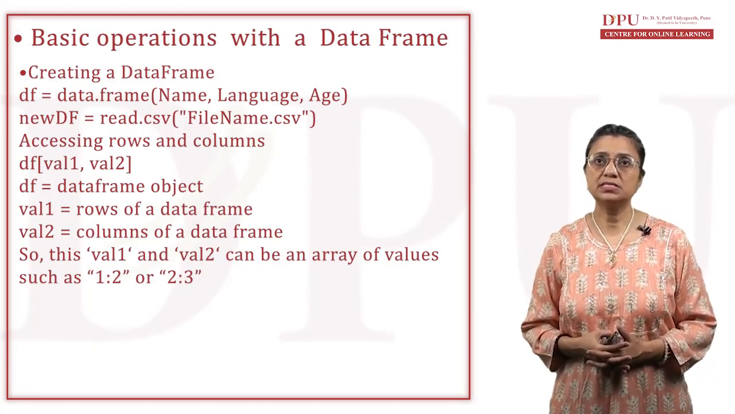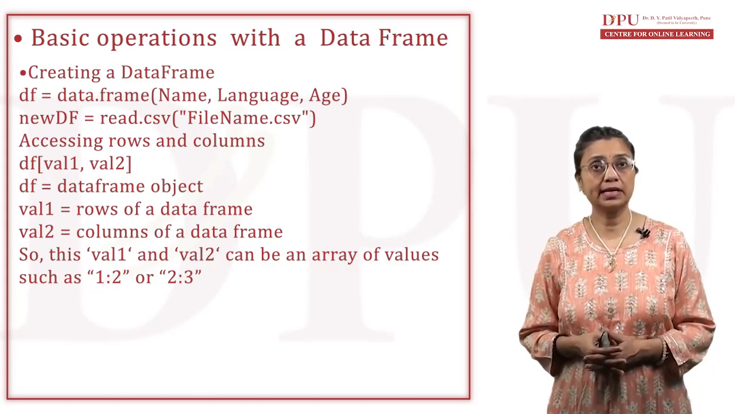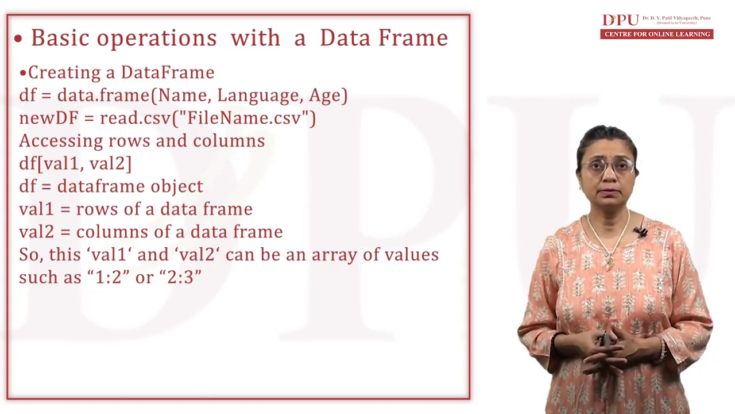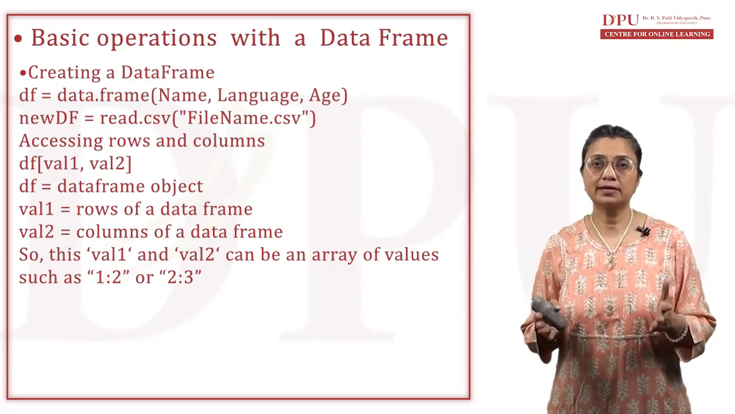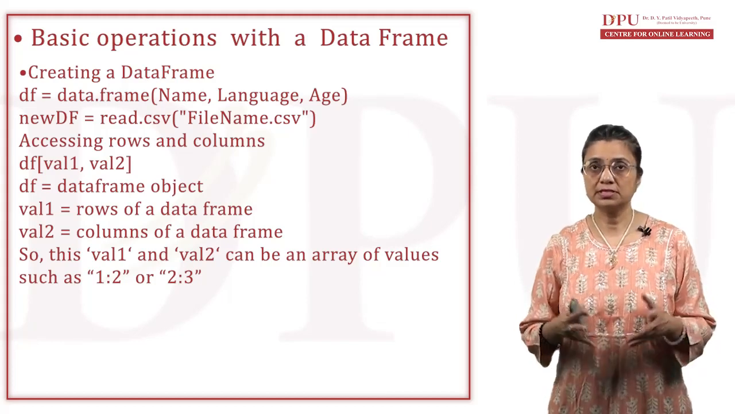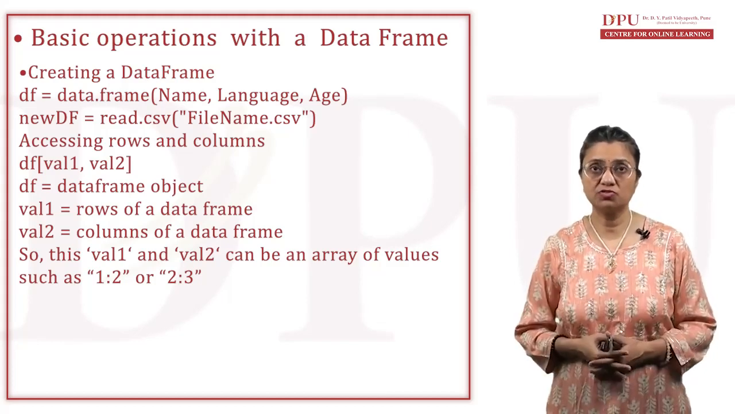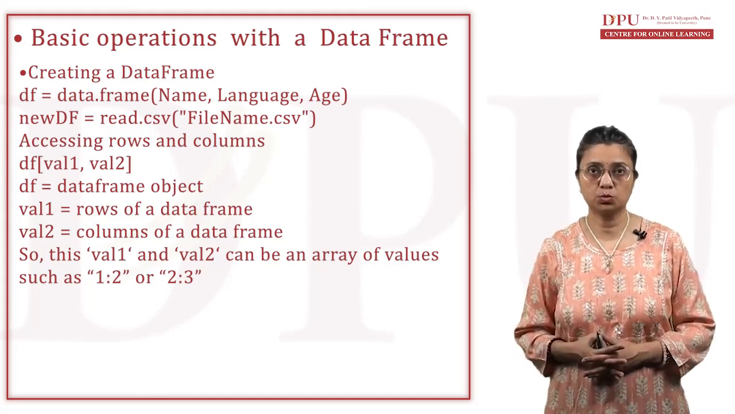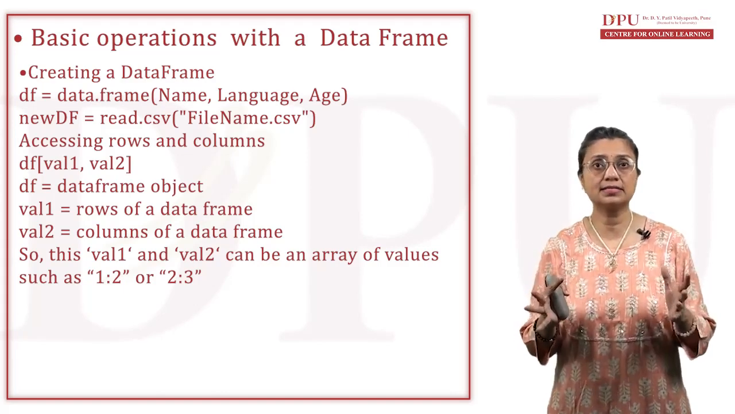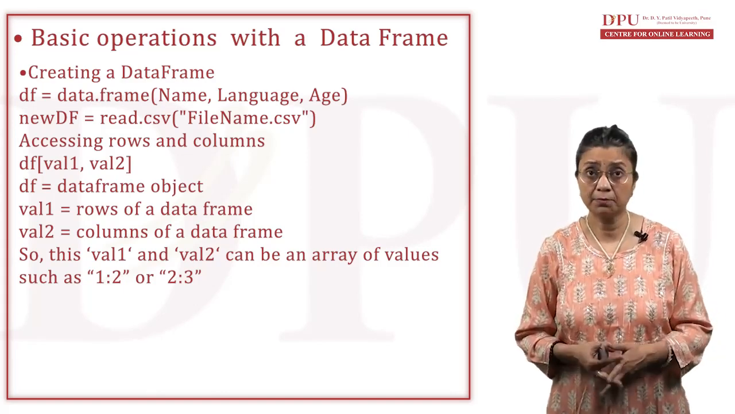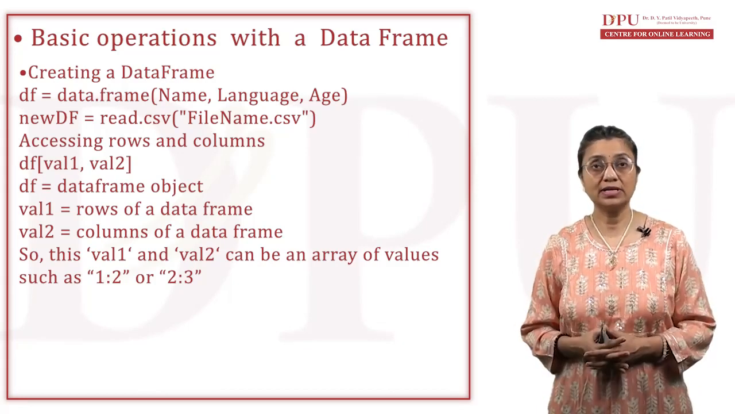Let's talk about some basic operations with a data frame. So now we all know that the first operation is creating a data frame, which is very simple. I will write df equal to data.frame and within brackets the field names. So you can see name, language, age. In the next line, you can see that I am reading a CSV file where I pass filename.csv as a parameter and the entire Excel file is created as a data frame in the form of rows and columns. So I can create one very easily.